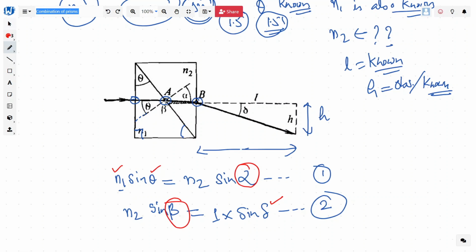Now beta is this very small angle after deviation, and this is again normal, right? So when this meets in this triangle, basically, let's have a look.